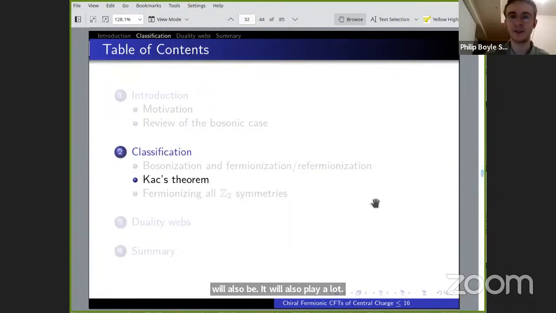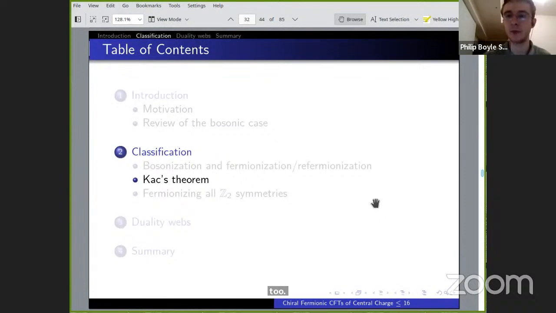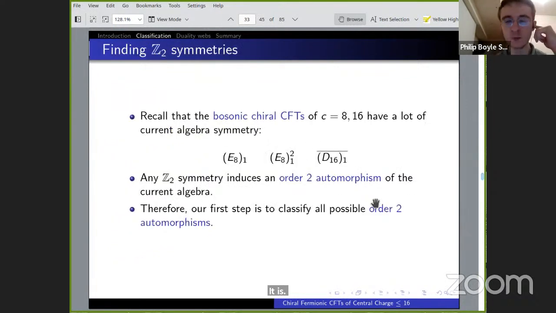Okay, so that section is done, and we're probably more than halfway through. So if you want a break, now would be a good time before we move on to the rest of the classification and results. We could just continue. I think we'll continue. Let's try and end a bit quicker.